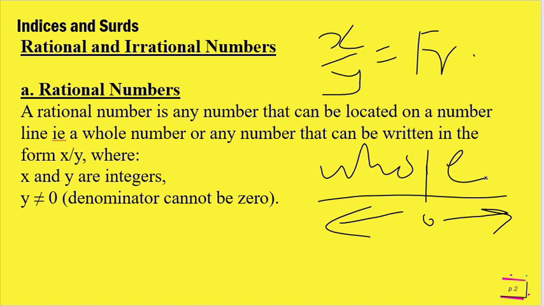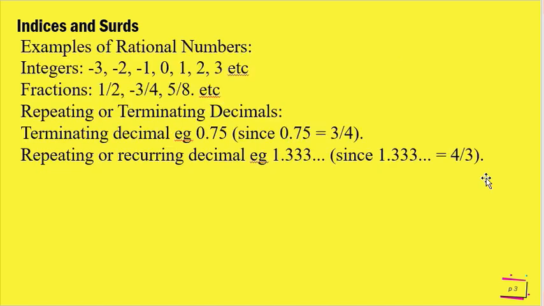A rational number can be written in the form x over y, where x and y are integers. But remember that y, which is the denominator, must not be equal to 0, because whenever the denominator is 0, the solution will be undefined. So y and x must be integers, but the denominator must not be 0. So we have examples of rational numbers.